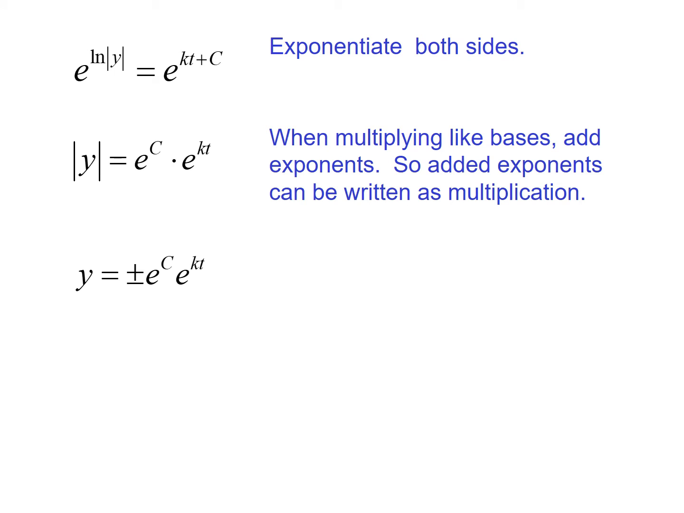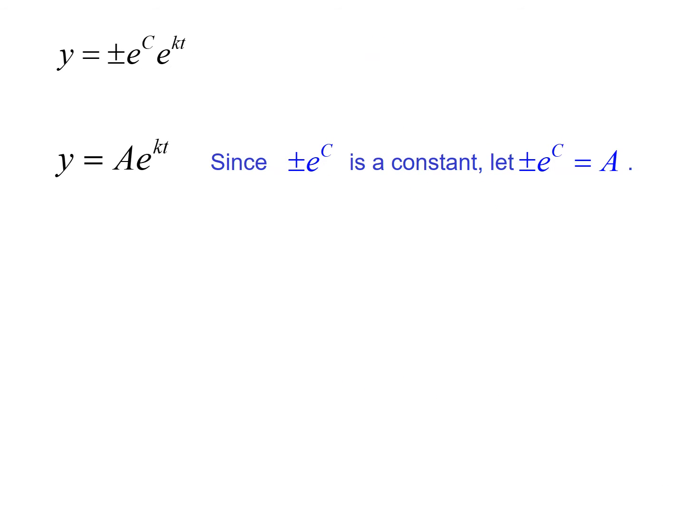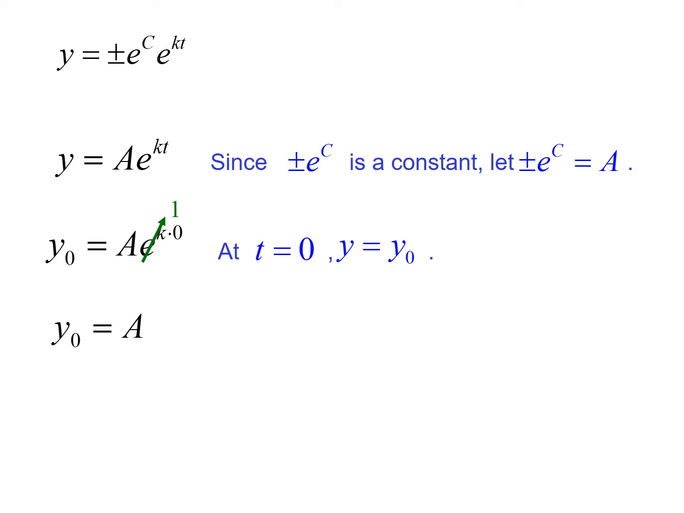We drop the absolute value, make this plus or minus. But whether it's positive or negative, e to the power of c is just a constant. So we're just going to call plus or minus e to the power of c, we'll call that a. All right, if we look at what happens when time is 0, that's y sub 0, the initial y value. Well, e to the power of 0 is just 1, so that constant a turns out to be y sub 0, the initial y value. So we could be a little more specific with this equation, write this as y equals y sub 0 e to the kt.